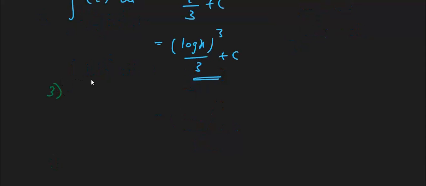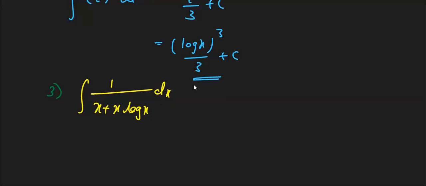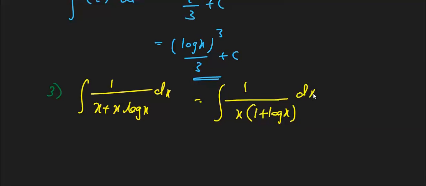Consider third question. Integral 1 by x plus x log x dx. If you observe this function, in the denominator you have x plus x log x. From that we can take x as the common factor outside. So the remaining term is 1 plus log x. So integral of 1 by x into 1 plus log x dx.